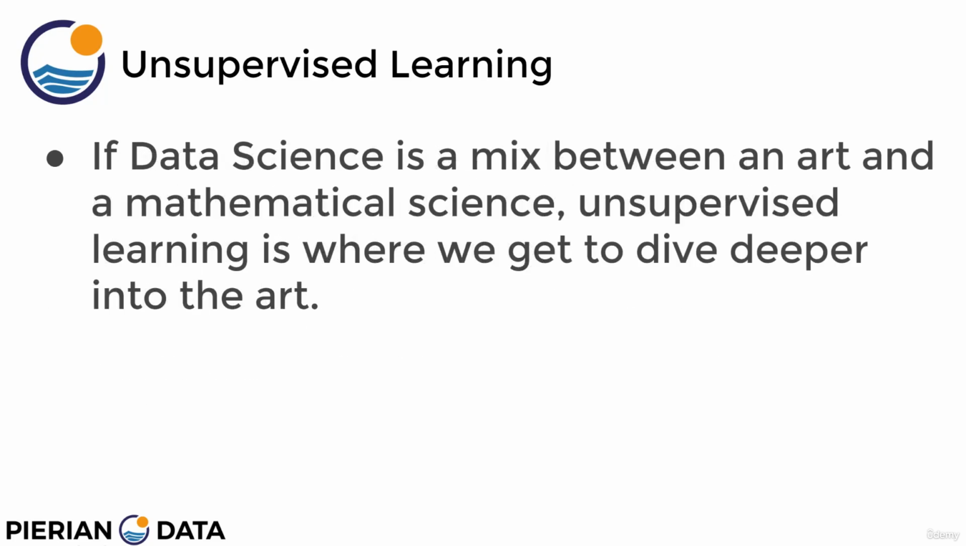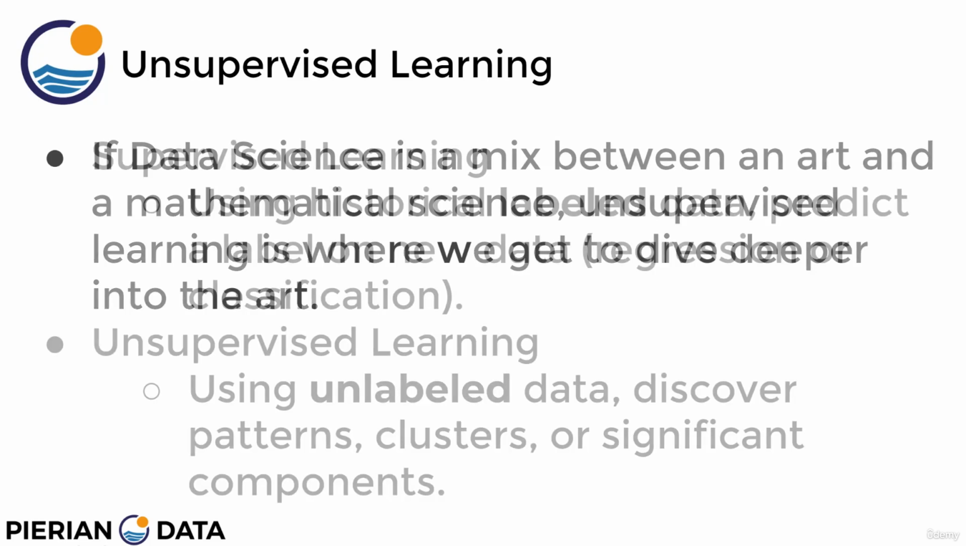If data science and machine learning is a mix between an art and a mathematical science, unsupervised learning is where we're really going to dive deeper into the art aspect, because it's not going to be completely clear what the right answers are when it comes to unsupervised learning.